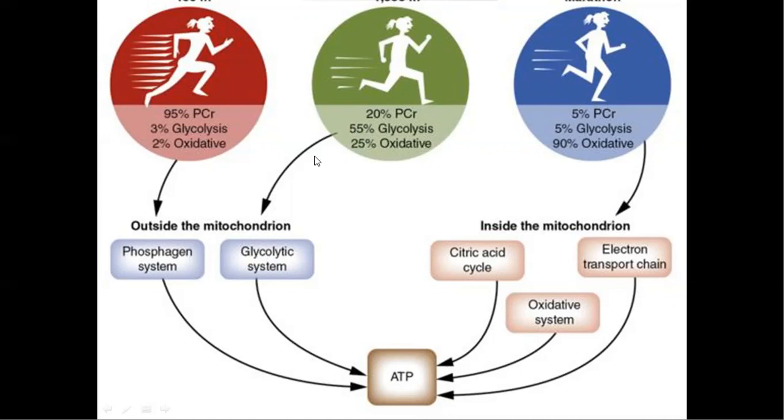And the second system is called the glycolytic system. In this system, the glycolysis process occurs, and by the glycolysis process ATP is generated. But here only 20% PCR, phosphocreatine, is utilized, and 55% glycolysis is utilized for the release of ATP, and 25% oxidative phosphorylation is involved for the release of ATP. These two systems are anaerobic. Here a small amount of oxygen is involved for these two systems to release the ATP.